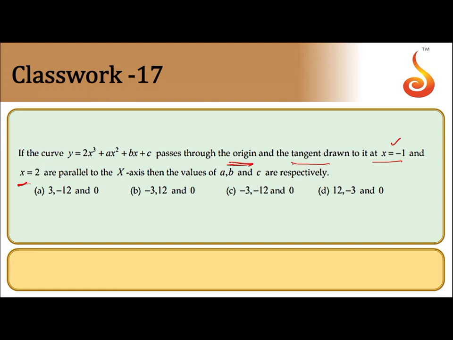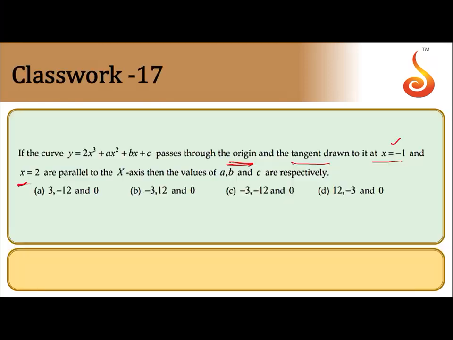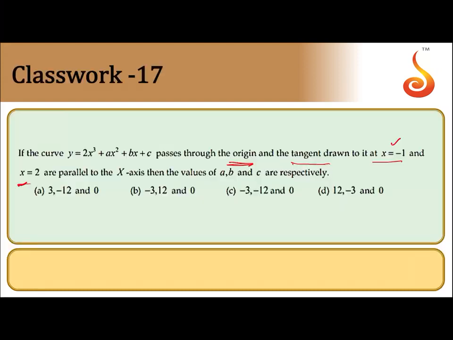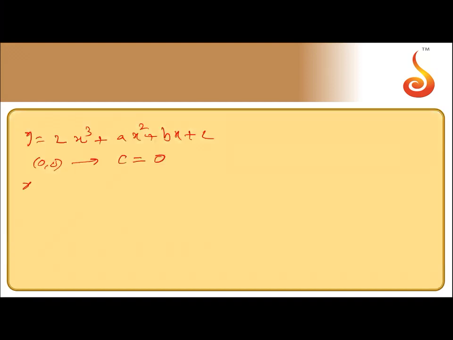Okay, let me take up y is equals to 2 times x cube plus ax square plus bx plus c. So this is passing through origin. So the curve is passing through origin means c definitely be 0. And at the same time, the derivative of this one.